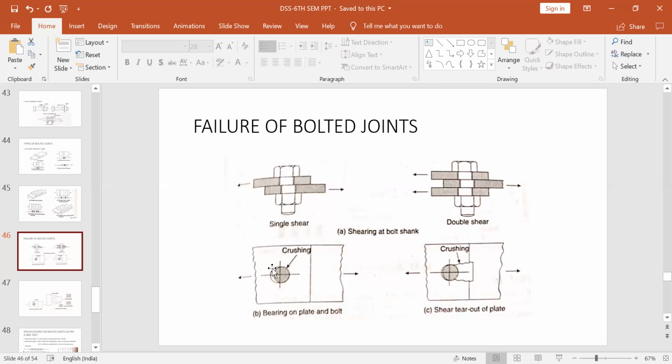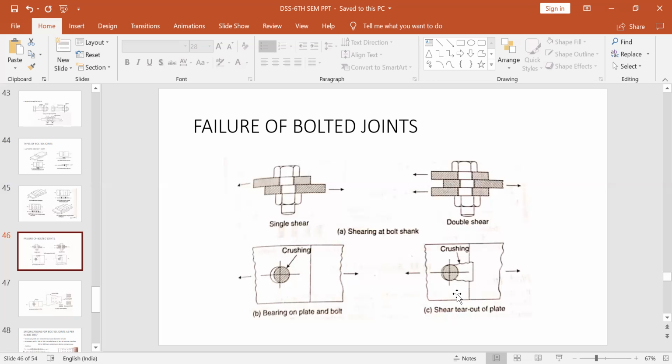Now, this crushing, this bearing failure of the plate or the bolt, will occur when you are not keeping the minimum edge distance that is required. So if this is the end of the plate, the hole of the bolt will be placed at a certain minimum distance. It cannot be placed in very close proximity to the edge of the plate. This is one point that has to be remembered, because if you are not providing that distance, you are not providing the bearing for the plate, and hence it will fail.